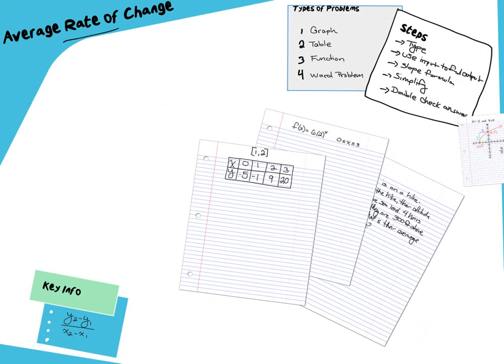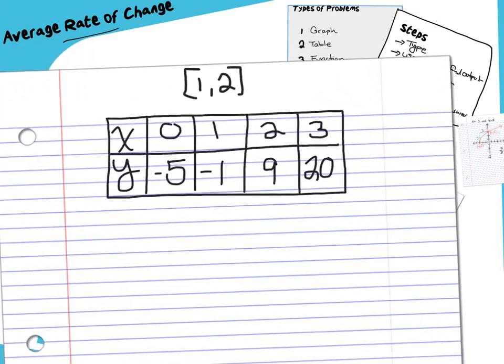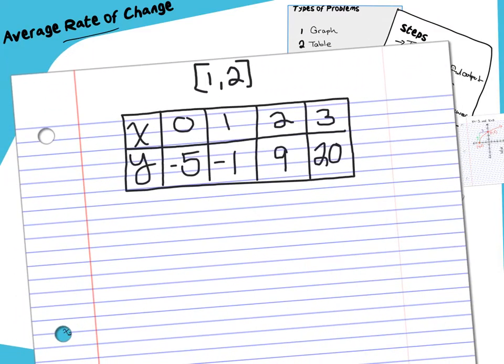Okay, so now let's take a look at it using a table. Here, I'm giving you the information in table format. Our x values are inputs and our y values are outputs. And we want to use the domain from 1 to 2, meaning an x value of 1 and an x value of 2. If that's the case, I'm going to be looking at this point right here, and I'm also going to be looking at this point right here.